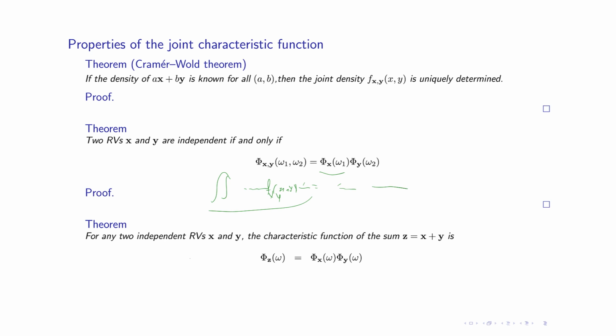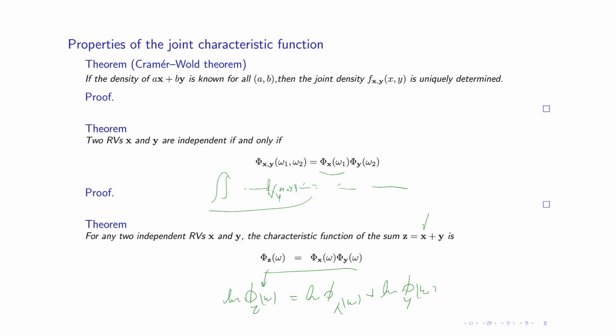Now, this theorem says that for any two independent random variables, the characteristic function of the sum is the product. And we have seen that if you add two independent random variables, their PDF becomes a convolution. If you take the Fourier transform, it becomes a product. Now, if you take the log of that, ln of Z of omega, you get ln of X of omega plus ln of Y of omega. And you see that this is the second characteristic function of the sum of two independent random variables.